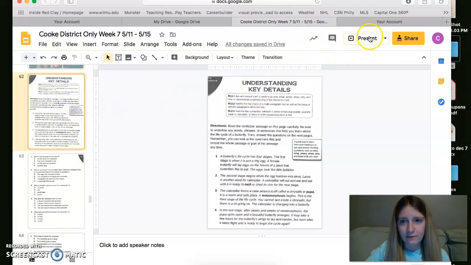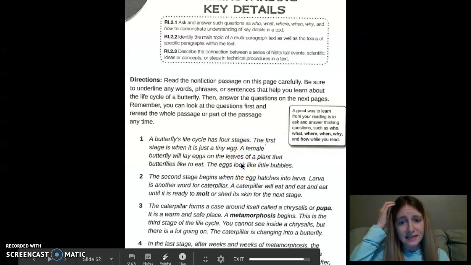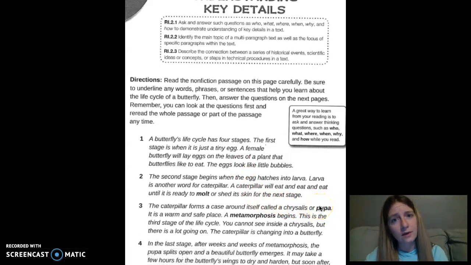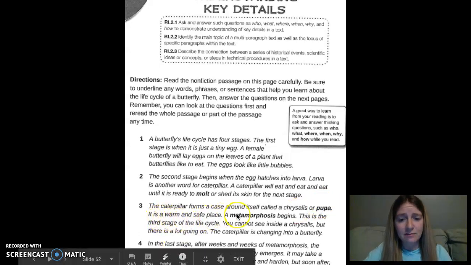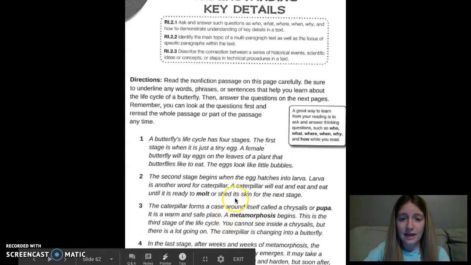All right, let's go to paragraph 3. The caterpillar forms a case around itself called a chrysalis or pupa. I remember that word pupa, so I could stop reading there and answer that question, or I can keep going. It is a warm and safe place. A metamorphosis begins. I see that word in bold, and that was in my question too. This is the 3rd stage of the life cycle. You cannot see inside a chrysalis, but there is a lot going on. The caterpillar's changing into a butterfly.